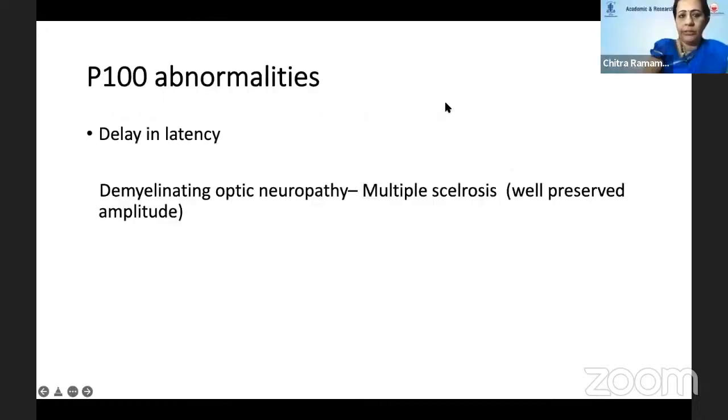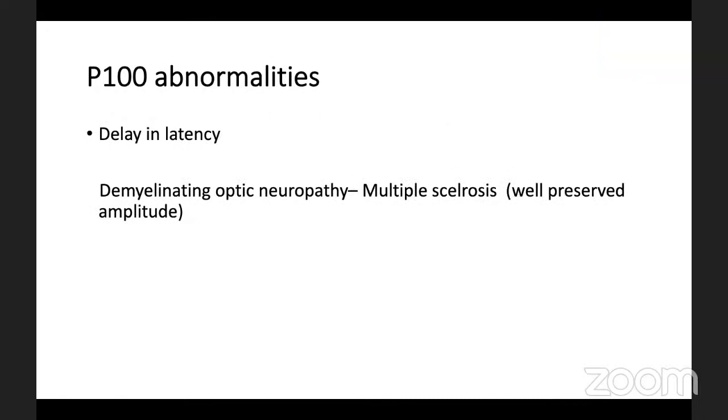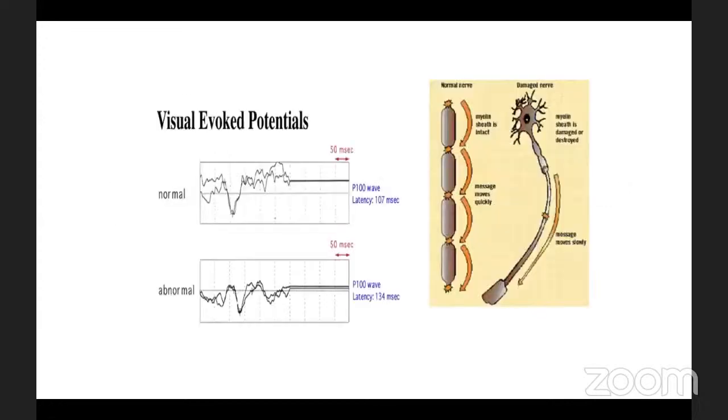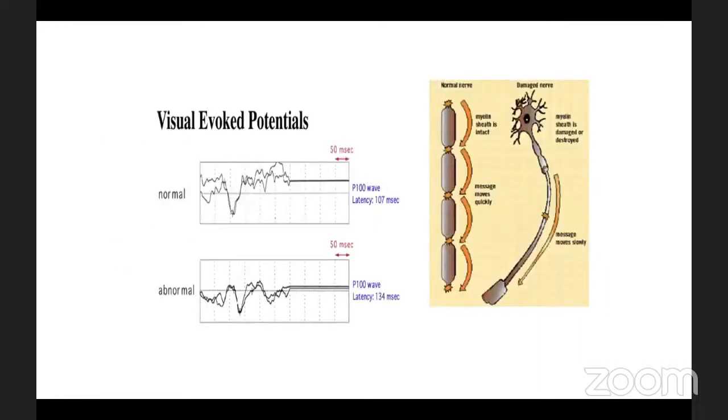Can you? Yes. The P100 abnormalities show a delay in latency. You know that in demyelinating optic neuropathy, as in multiple sclerosis, the myelin is very important. When the myelin has been lost, conduction velocity is impaired because the nerve impulses have to use saltatory conduction, so it's abnormal in demyelinating optic neuropathies. The P100 latencies will be grossly delayed.